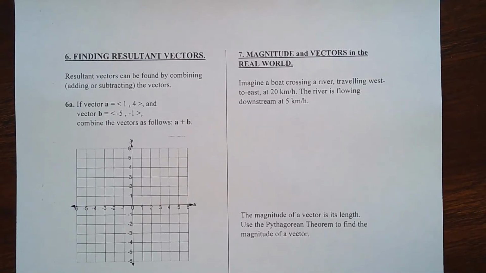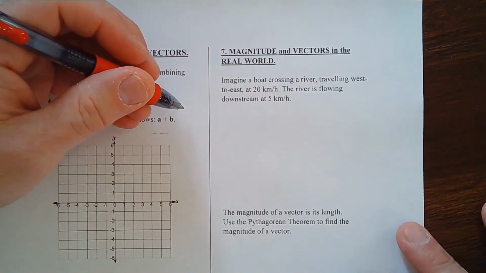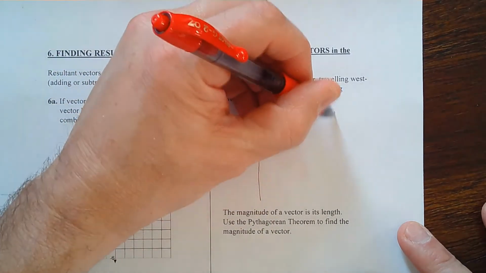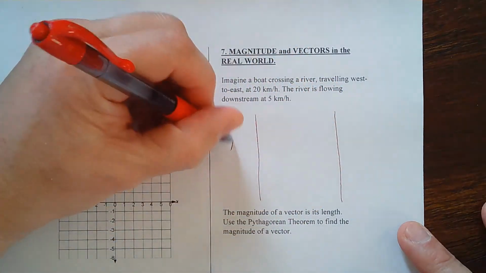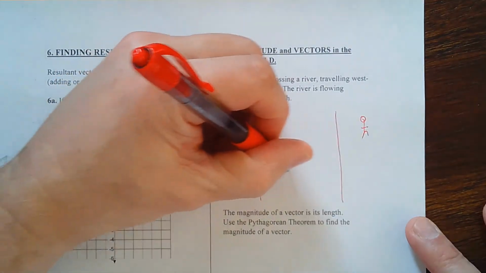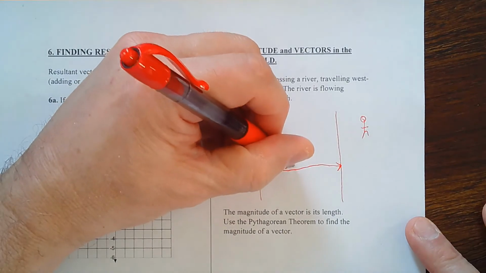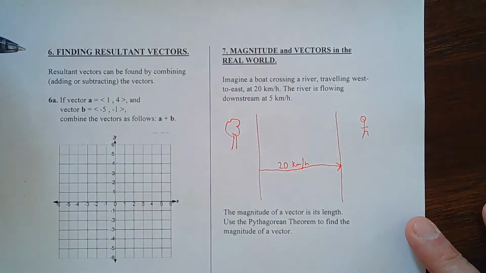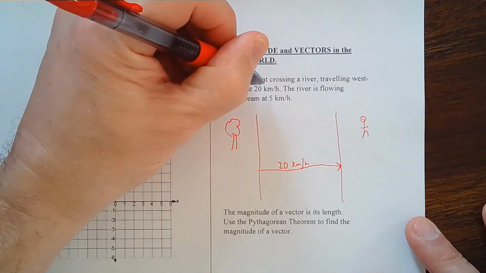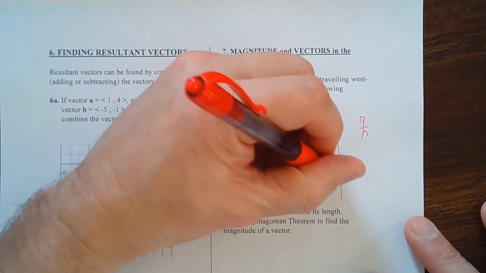Number 7, magnitude and vectors in the real world. We're going to imagine a boat crossing a river traveling west to east. So here's the shores of the river. We'll put a tree there and put a person there. And the boat is traveling at 20 kilometers per hour west to east. So here's what the boat wants to do, 20 kilometers per hour west to east. Now, the river is flowing downstream at 5 kilometers per hour.